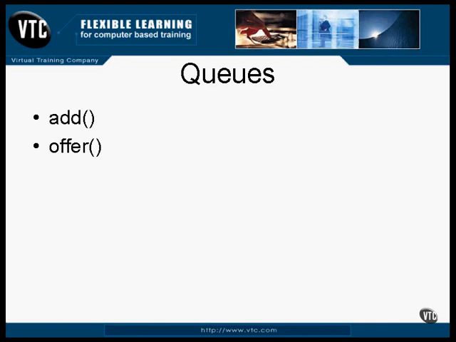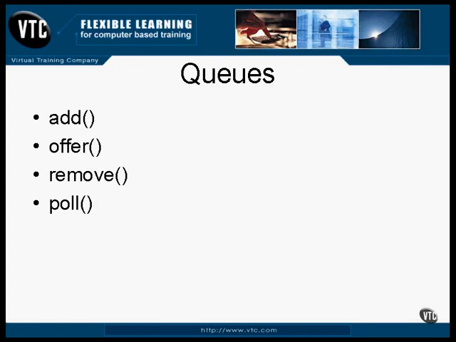All queues have at least two methods to insert a new element onto the end of the queue. The add method inserts the element and throws an exception if it can't. The offer method does the same thing, but instead of throwing an exception, it returns an error code. At least two methods can be used to return an element from the head of the queue. The remove method throws an exception if there is an error, and the poll method returns an error code.